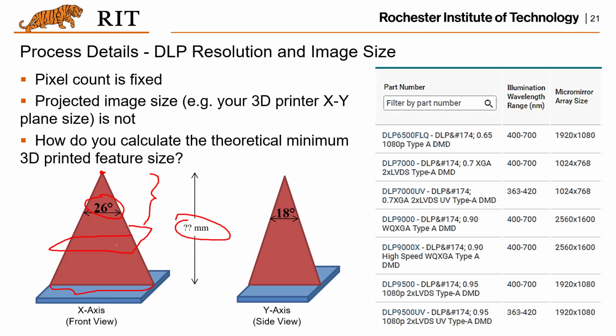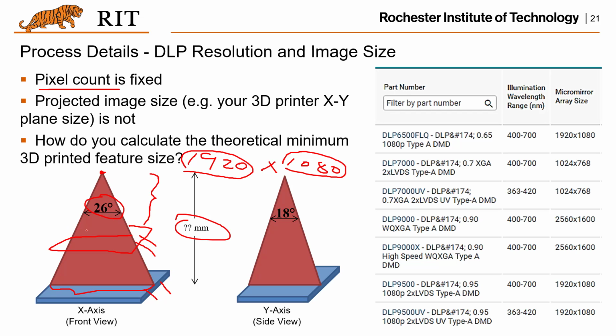And another thing is, no matter whether the image is projected on this plane or this plane, they all have the same pixel numbers. Let's say you have an image which has a resolution of 1920 by 1080, right? That means no matter whether the image is this big or this big, in the x-axis it has the same 1920 pixels, and in the y-axis it has 1080 pixels. But the size of the image is different.